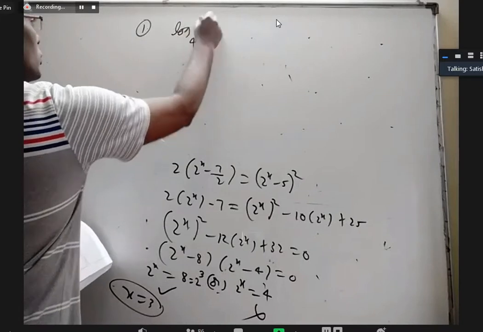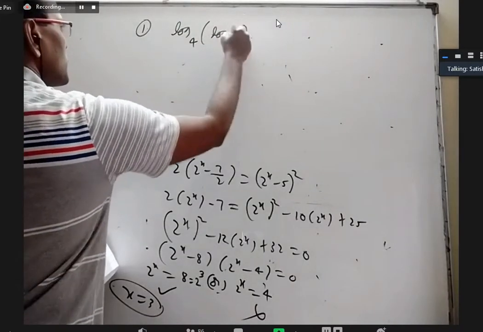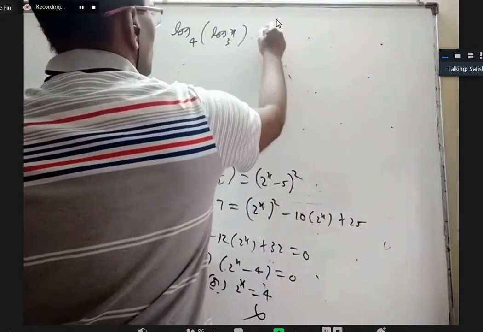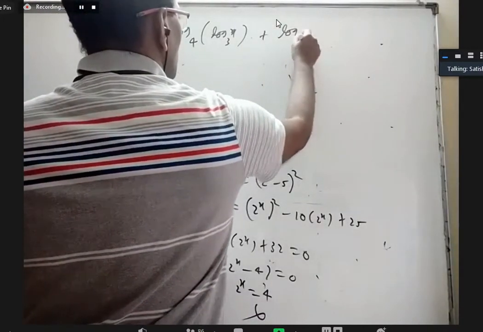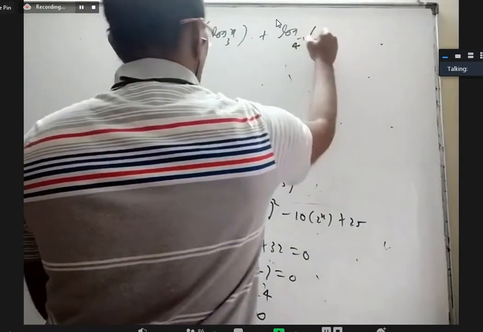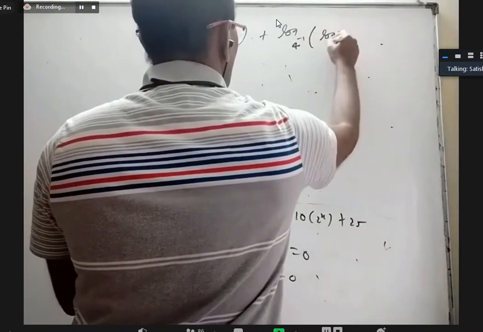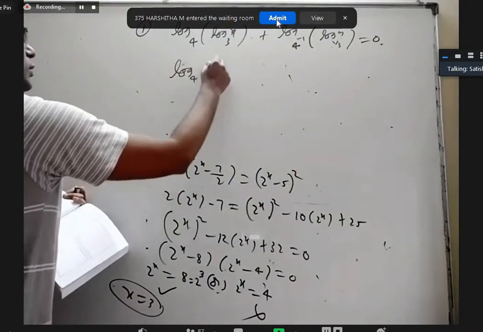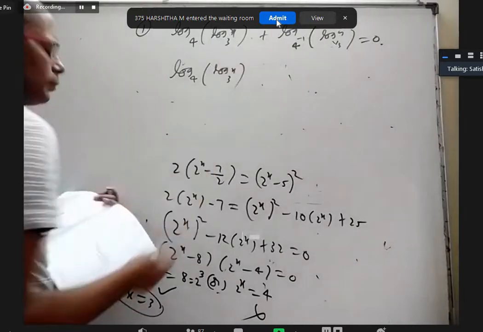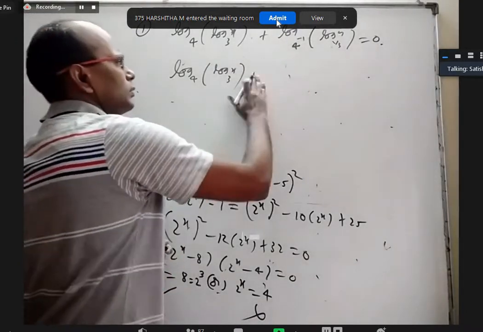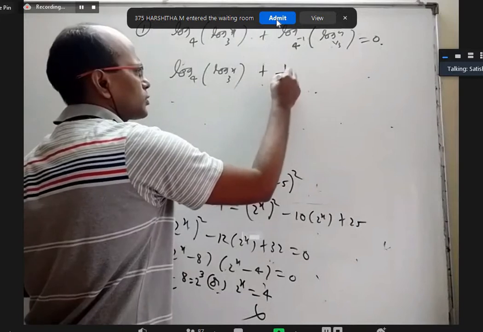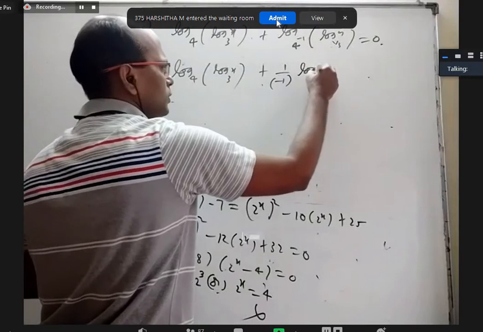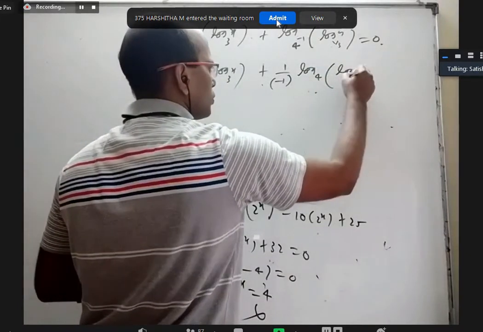Log base 4 of log x base 3, plus log base 1 by 4, I'm going to write as log base 4 power minus 1, of log y base 1 by 3, should be 0. Log base 4 log x base 3 can be written as 1 by minus 1. Any power here will come out in the denominator. So the log base 4 log y base 1 by 3.